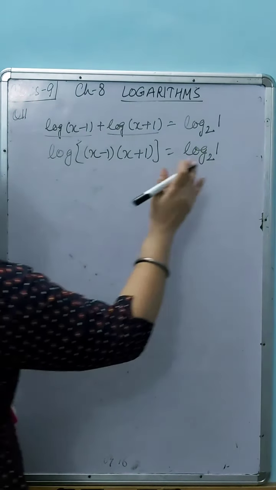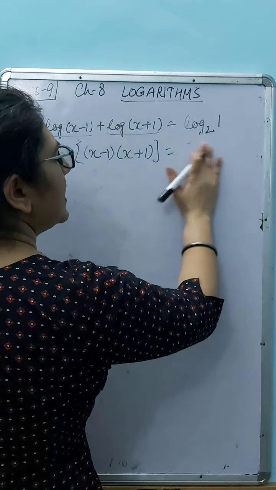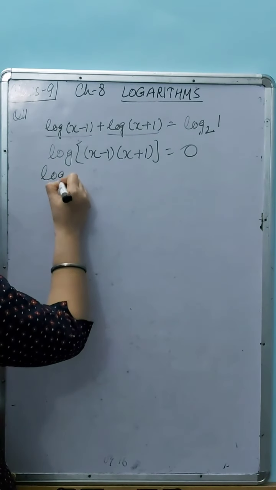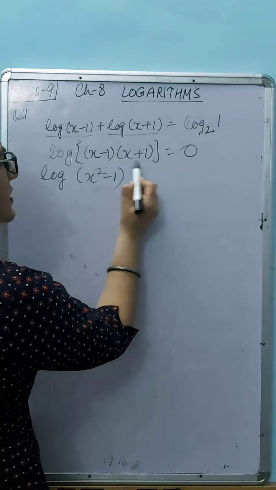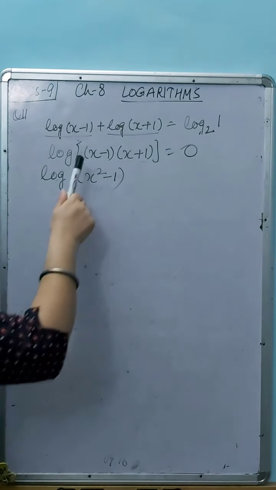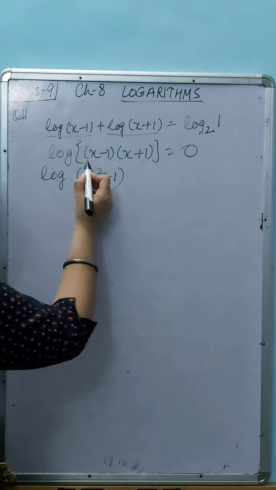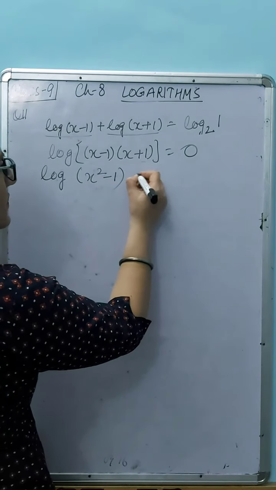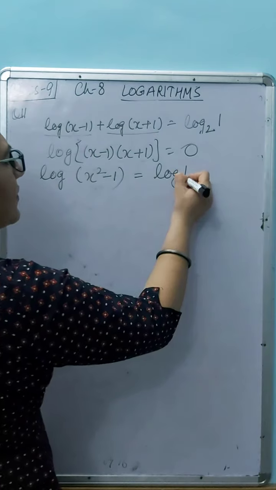I have told you that with any base, log 1 is 0. So log (x square minus 1). Why so? Because you know that this is an identity: (a minus b) into (a plus b) is a square minus b square. So a square minus b square means x square minus 1 square. So x square minus 1 is over here. And we can write 0 again as log of 1.